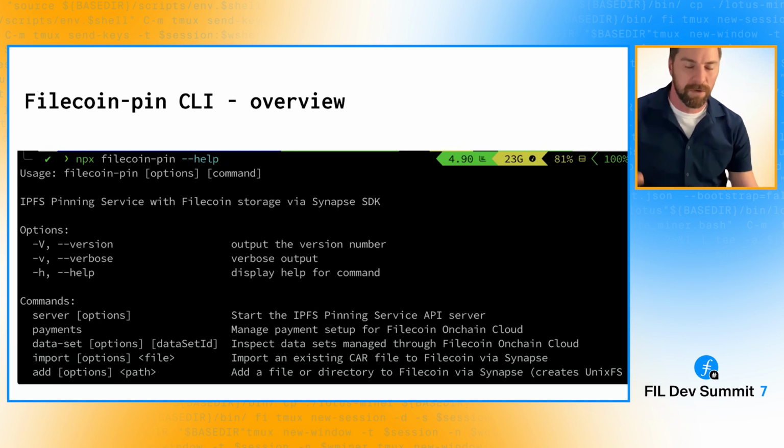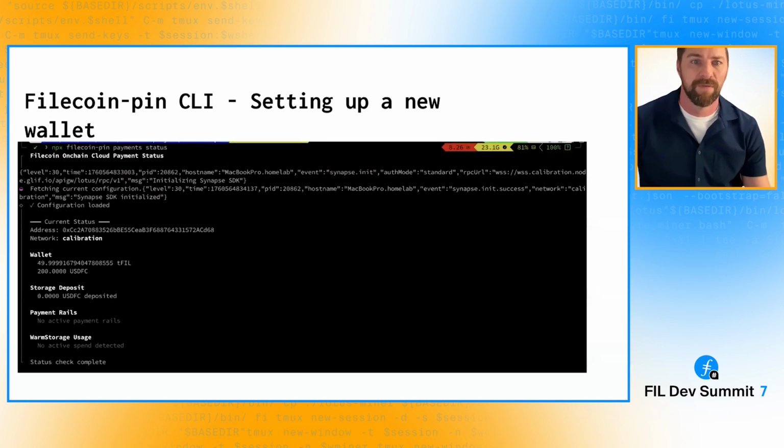But what you are first going to want to do with Filecoin Pin CLI is set up your warm storage allowances. So if you first run it and you have your private key set or your session keys and you run payment status, you'll see that we do have a wallet balance. We've got some FIL and we've got some USDFC, but we don't have a storage deposit. We don't have anything deposited.